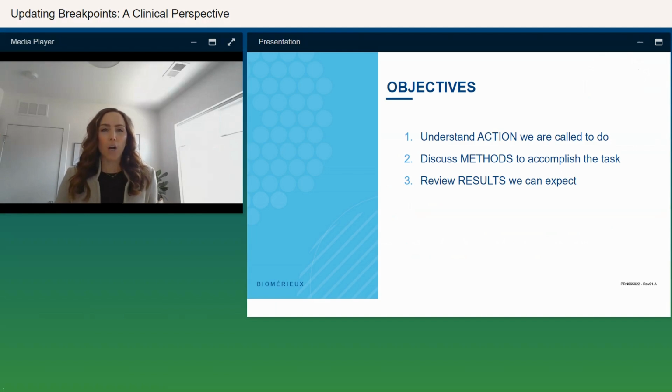Today, our objectives are to understand the action that we are called to do, discuss the methods to complete the task at hand, and review the results we can expect. And just a reminder, the reason that we're doing all of this is not to give more tasks to our labs and to stress all of us out. It really is for AMR.